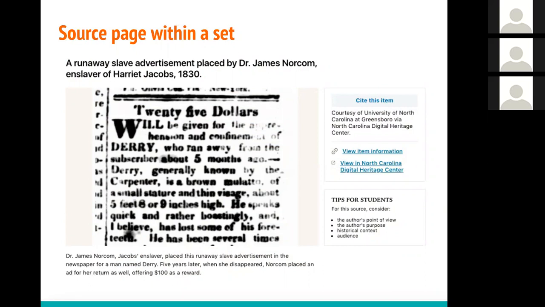Then you'll see the full-size digitized item in a zoomable viewer or media player, whatever is appropriate for the format. Underneath that viewer, there's an optional space for description for additional context that might be needed to help situate that particular source. So you may or may not see that on all of the sources. And then on the right side of the page, you'll see citation information and prompts for student analysis.